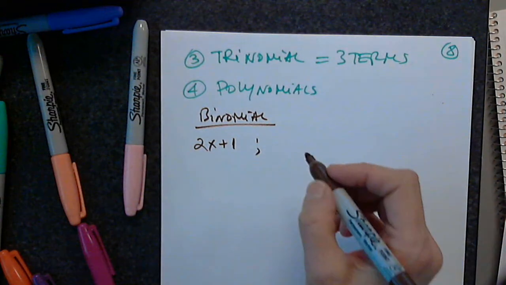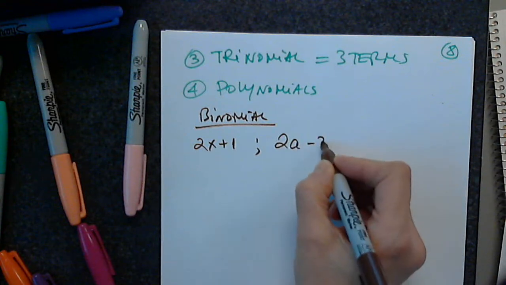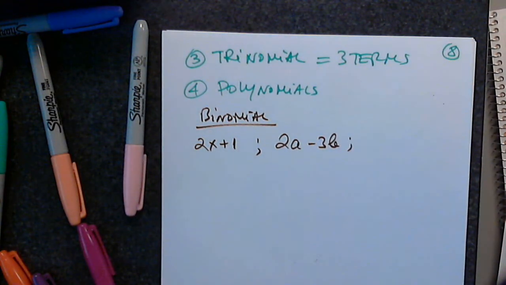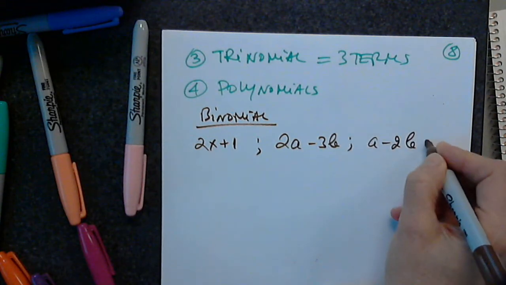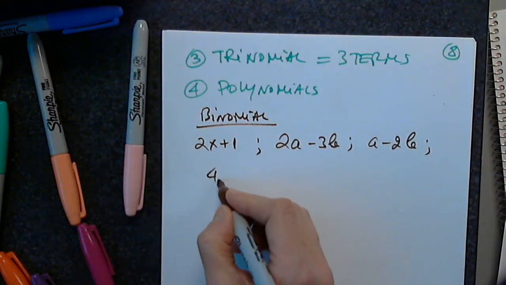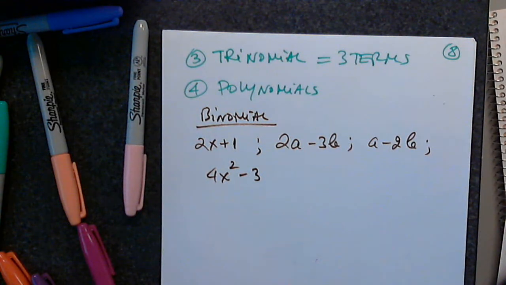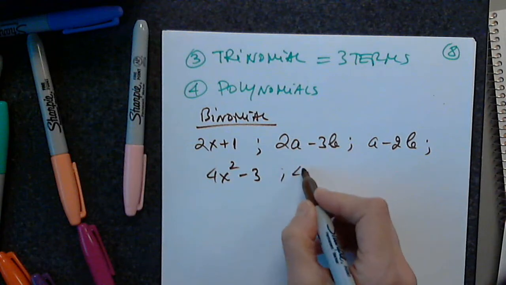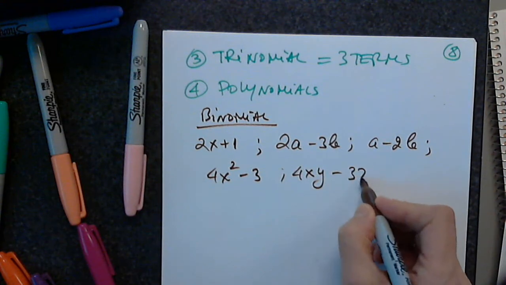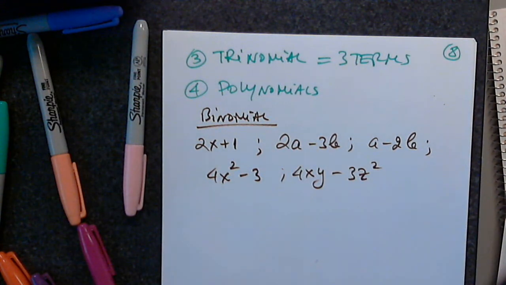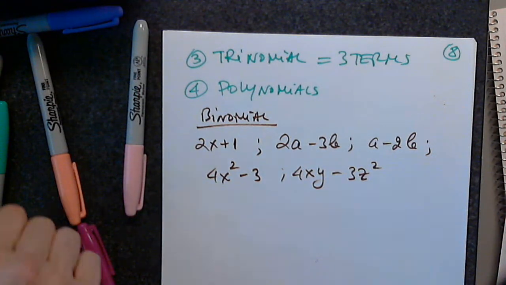Could be 2a minus 3b. Can you give me another example of a binomial? A minus 2b. That's it. What about 4x squared minus 3? I can make any combinations I want. 4xy minus 3z squared. As long as I see 2 products or 2 terms added and subtracted, that's a binomial.